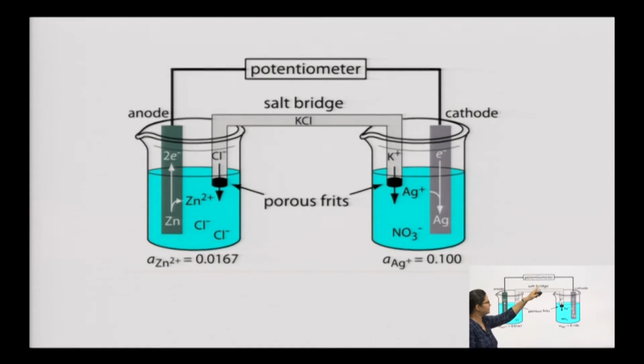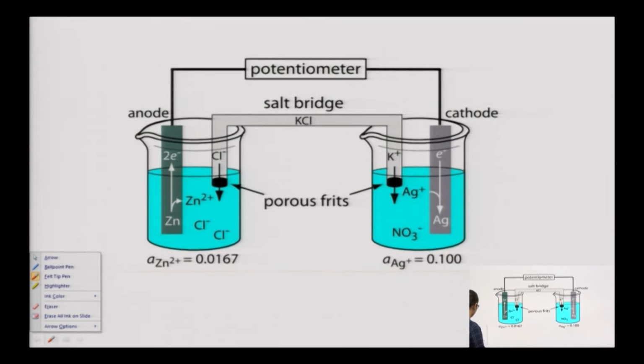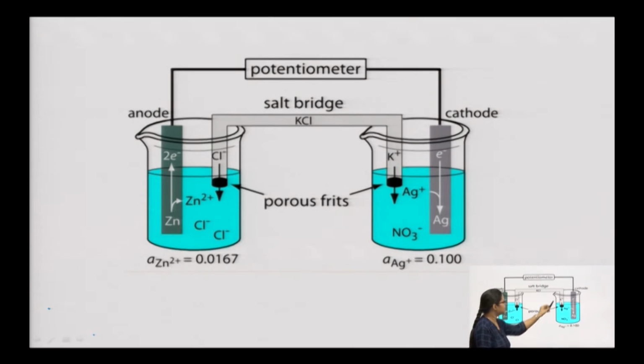This is the potentiometer, which is attached to a voltmeter to determine the voltage drop or potential drop. Then this is the anode and this is the cathode.